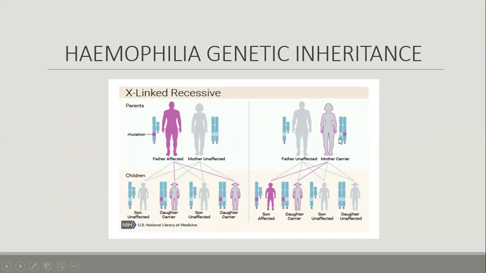Next, this is the carrier mother, carrier of hemophilia, and the father is unaffected. So in this chromosome there is mutated gene. So the offspring produced are affected sons. The son will get the hemophilia and one of the daughters will be the carrier and another pair of offspring will be normal.